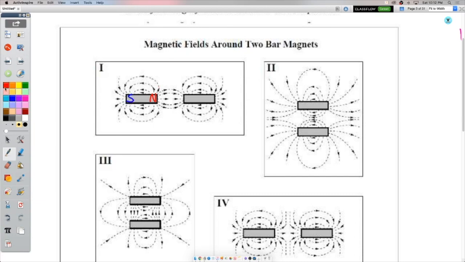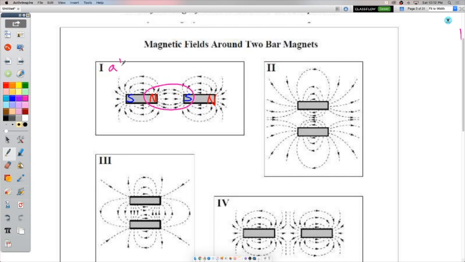Now, let's just do that over here. This is how we do this. So here, they're leaving this side. So that must be north. And then they're entering this side. So there we go. That must be south. All right, what do we have here? Is that going to attract or repel?